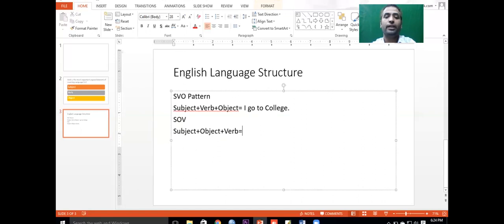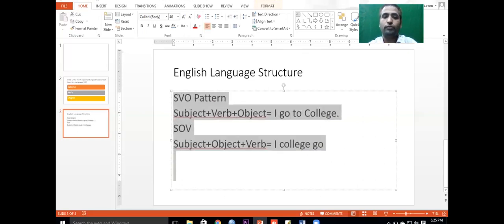And here in case of Hindi language, let me talk about Hindi. I college go. This is, you know, subject, object, verb. Main college jata hun. Yeah, that type of sentence. So in Japanese language also we have subject, object, verb. Whatever the order is there, the important thing is verb is the important thing. So without verb, there is no sentence. That is important.